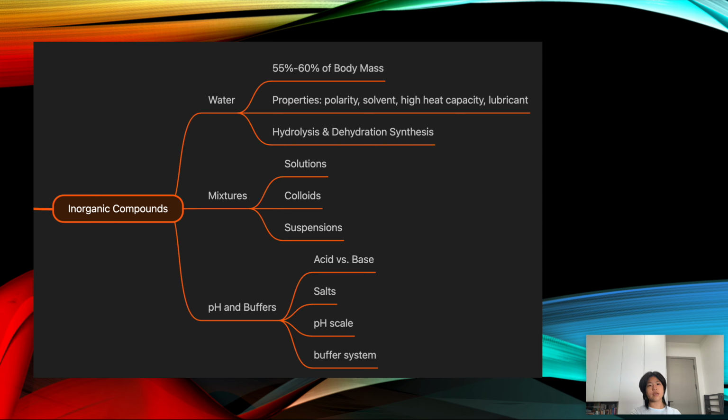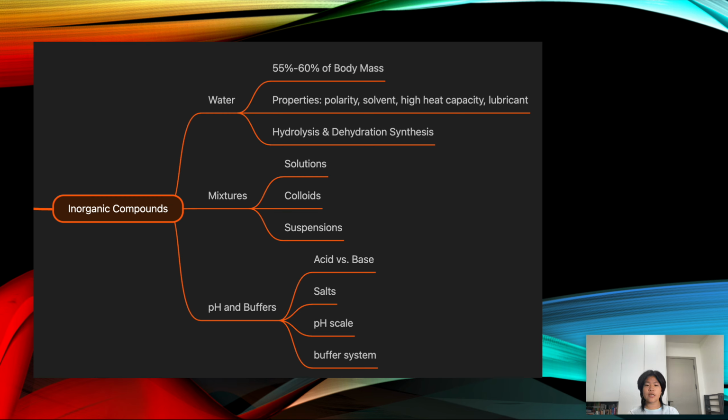In a buffer system, when we add an acid to, for example, a neutral solution, it doesn't change the pH so much. If we directly add, for example, hydrogen chloride to a solution, the pH might drop to something like 4 or 3, but if we add it to a buffer system, it only changes by maybe 0.1 or something like that. So it tries to maintain the pH around this constant neutral level and help it not fluctuate too much.